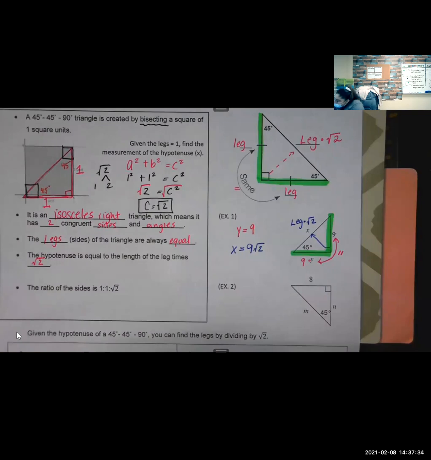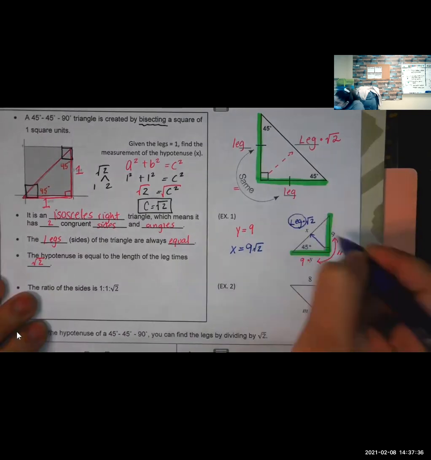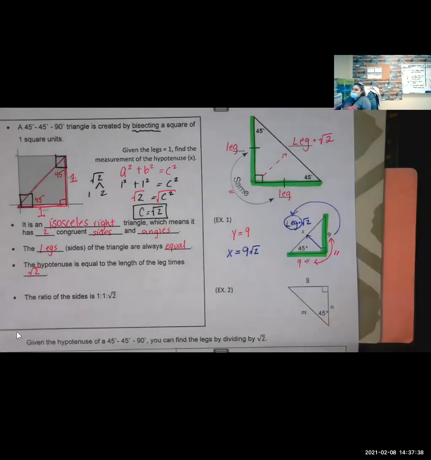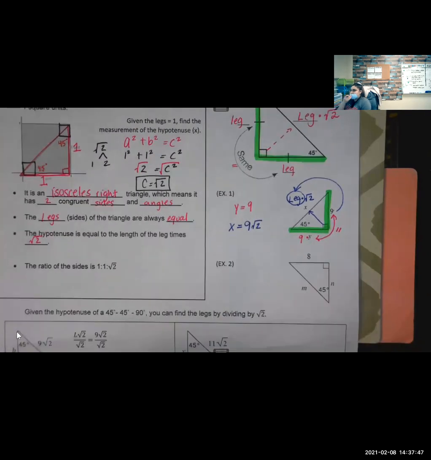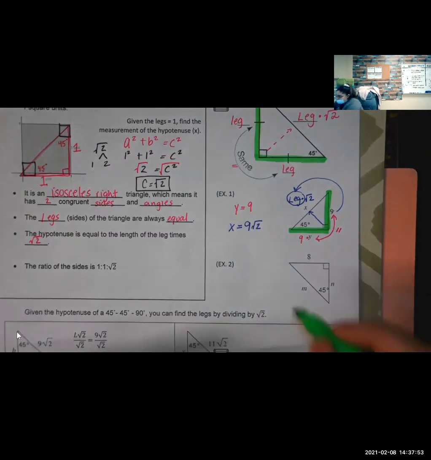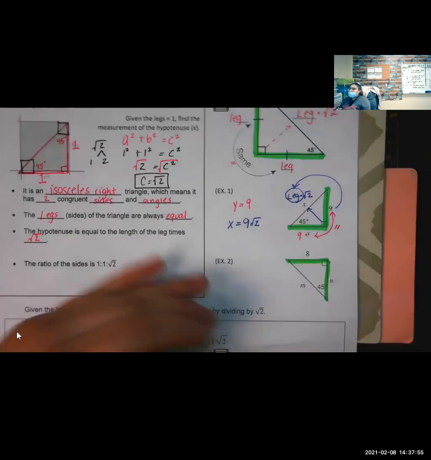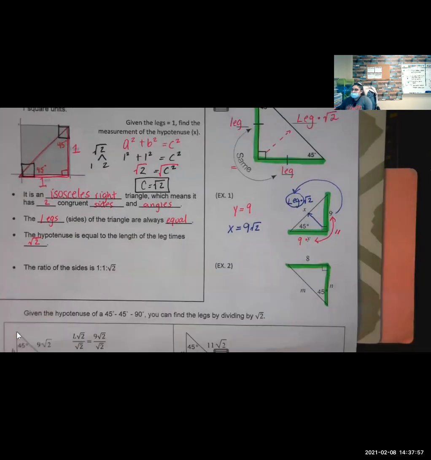So you're going to plug in the measurement of the leg in for that length. So now I want you guys to see, can you guys help me identify the measurements of M and N in example 2? Identify your legs, find the hypotenuse, and drop it in the chat so I can confirm that you guys are correct.